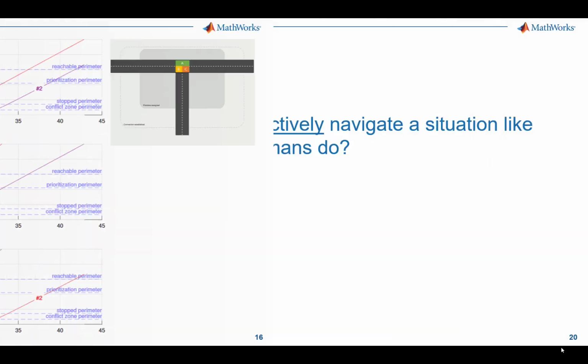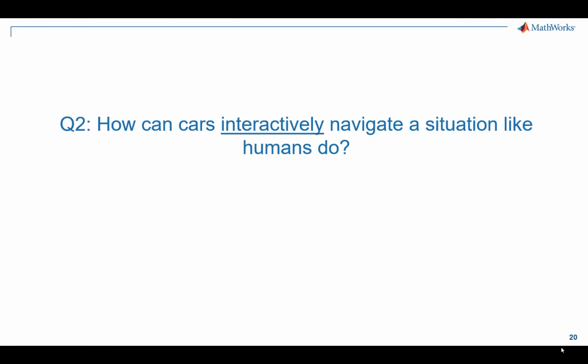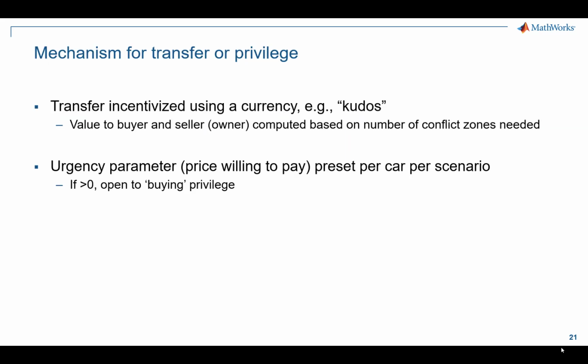All right, let's now look at how to interactively navigate a situation like the humans do. So here we propose a mechanism for transferring of privilege as follows. The transfer is incentivized using a currency notion. It doesn't have to be tied to physical money, but it could be a social currency like thank you or kudos. The value to a buyer or a seller is computed based on the number of conflict zones that they need access to in order to navigate the intersection.